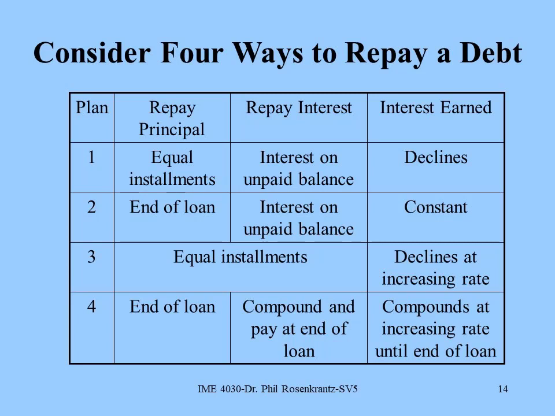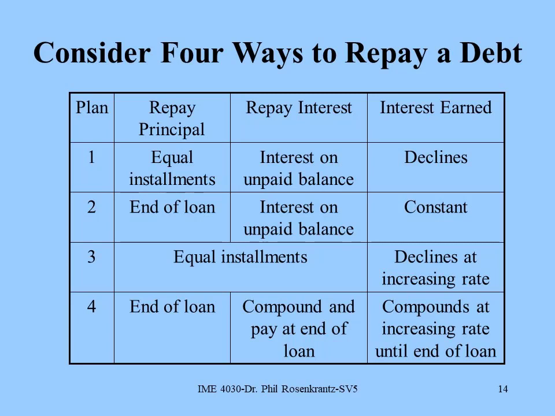The second plan would be to pay all the principal back at the end of the loan, but during the loan, just pay interest each period on what the unpaid balance is. In that case, the interest paid or earned is constant. Plan 3 would be equal installments, where you make the same payment every period, and at the end, you've paid off the loan. In reality, even though you've made the same payment each period, the interest paid is declining. Now, if you go and buy a car or buy a home, then this is the plan you're doing. You're making equal payments, and the principal and interest are all lumped together into that equal payment.